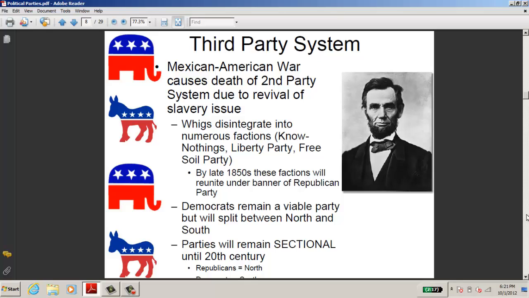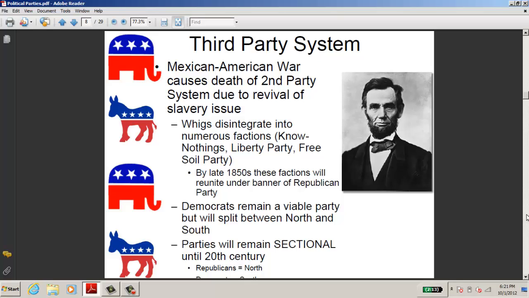That's going to be the catalyst, of course, that's going to propel the country towards the Civil War as the slave issue becomes a matter of national debate and concern. So the Whigs, due to the slavery issue and what to do with this new territory, are going to disintegrate into numerous factions. So the Know Nothing Party takes a more anti-immigrant approach. The Liberty Party is very much abolish slavery right now, and the Free Soil Party, which is committed to the containment of slavery.